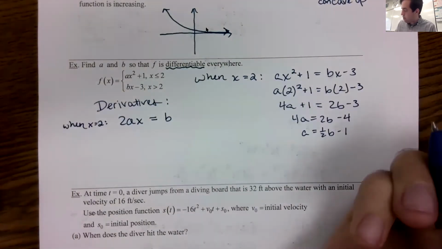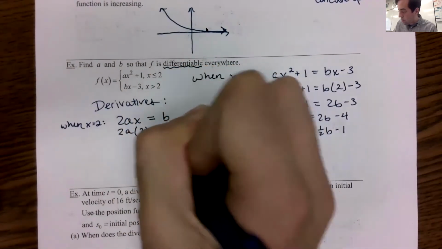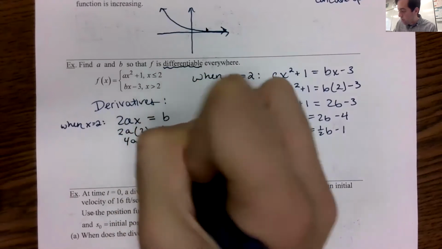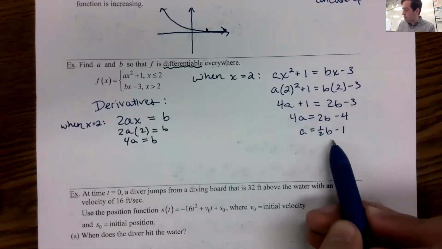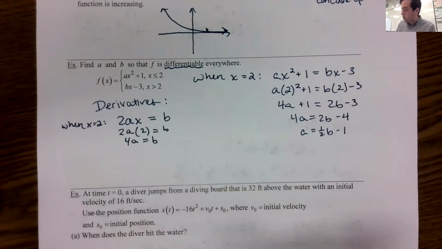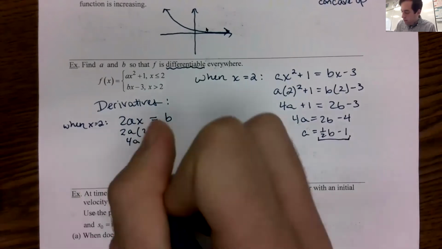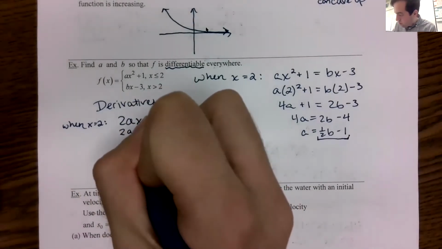So now I'm going to plug in 2 for x. So we get 4a equals b. Okay, so now we have a equals 1/2 b minus 1, and 4a equals b. So I'm going to plug this in for a over here, flash back to algebra 2.